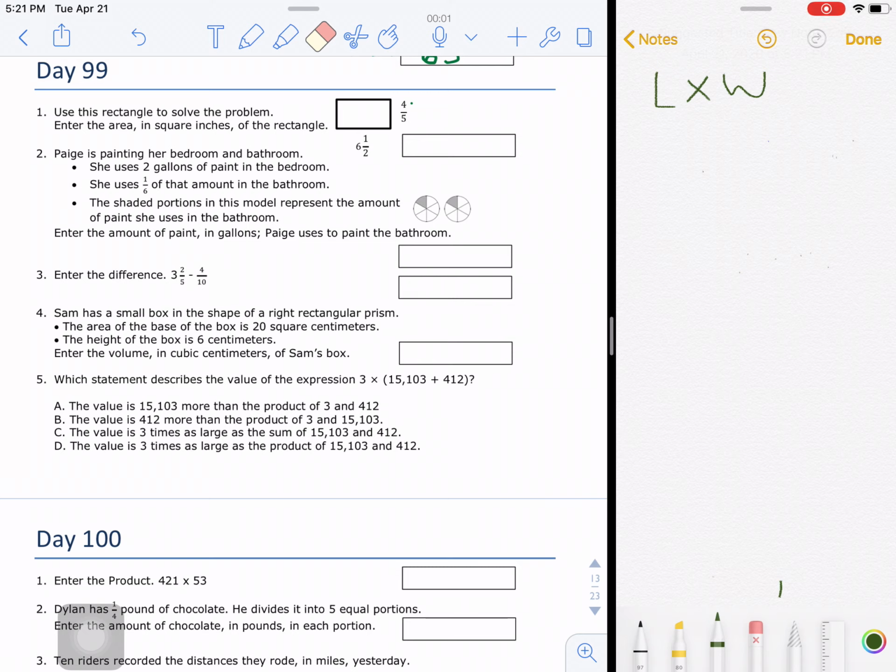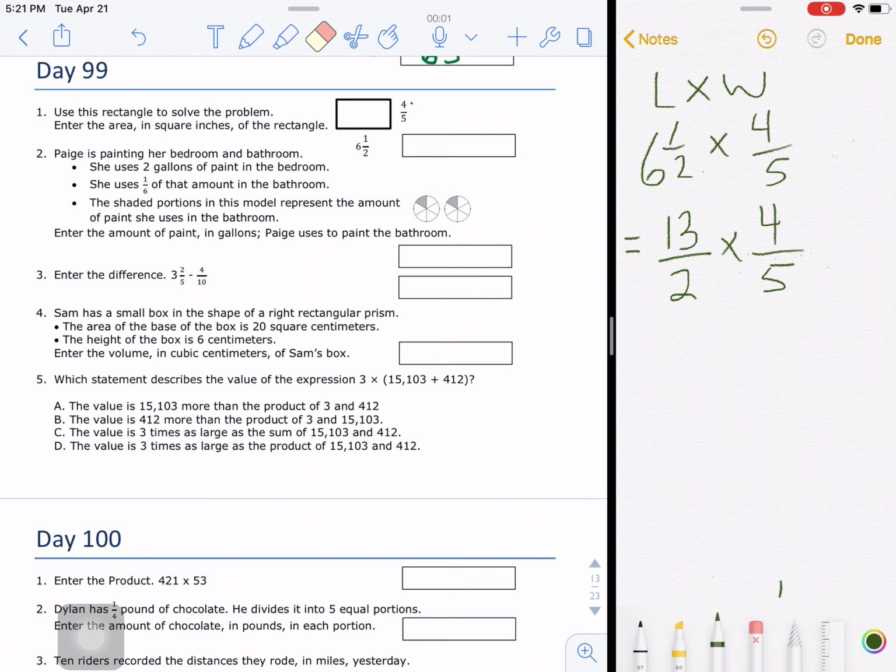first. I'm just going to go ahead and multiply 6 1/2 first, and then we're going to multiply times 4/5. I'm going to change the mixed number into an improper fraction. So 6 1/2 is going to be converted to 13 halves. And now I can multiply it by 4/5.